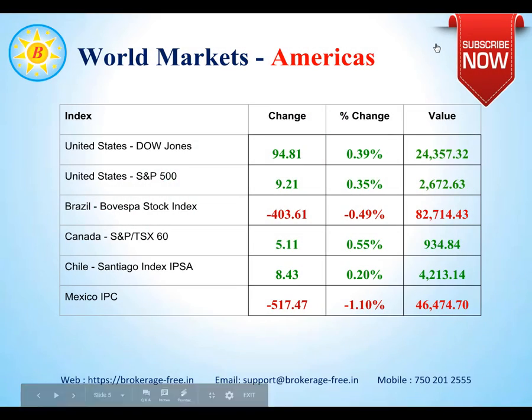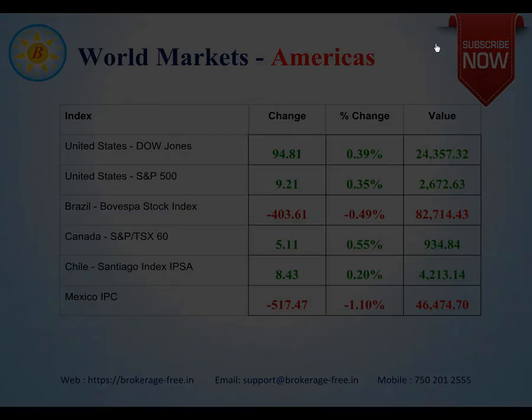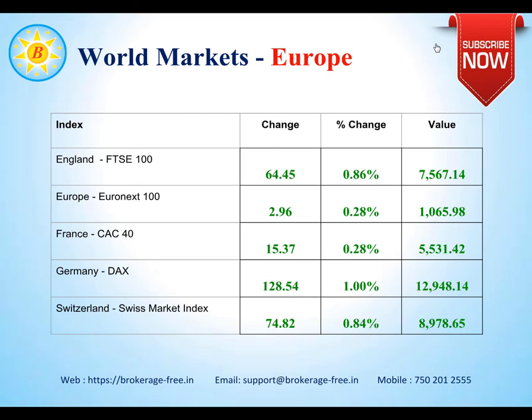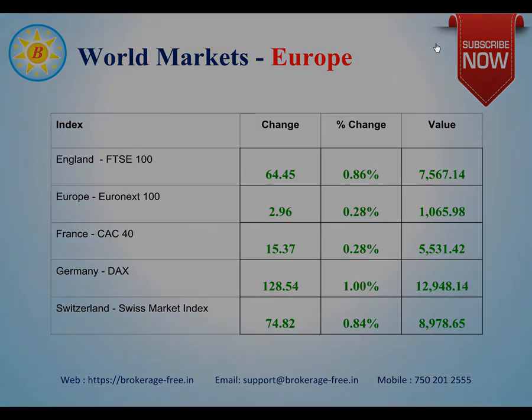Let's have a look at the world markets. The American markets largely remained positive. Dow Jones was up by about 0.39% and S&P 500 up by about 0.35%. The Brazilian market and the Mexican markets were down. Canadian markets and Chile were marginally higher. The European markets largely remained positive. England, with a change of 64.45 points, was up by about 0.86%. Germany index up by about 1%, and the Swiss market also up by about 0.84%.